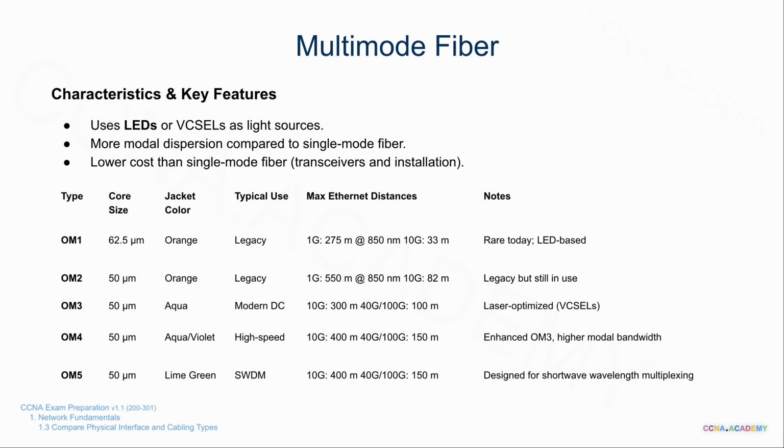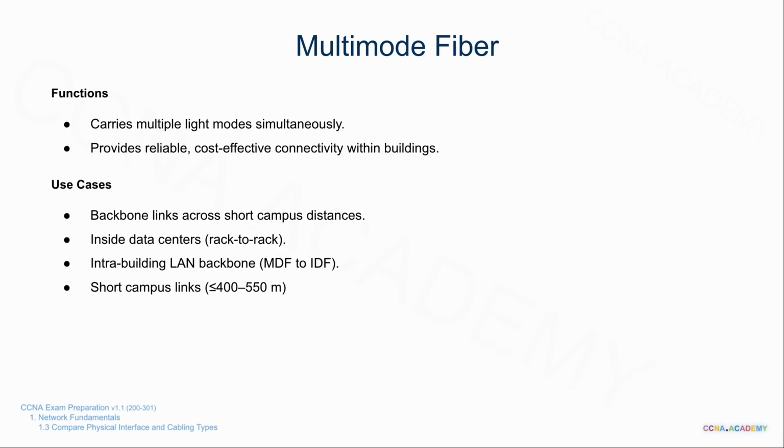Multimode fiber operates at wavelengths of 850 or 1300 nanometers, and is generally cheaper than single-mode fiber, both in equipment and installation. In practice, multimode fiber carries multiple light signals simultaneously, providing reliable and affordable connectivity for shorter links. It's widely used in local area networks, inside buildings, and in data centers, especially for backbone links that don't require very long distances.